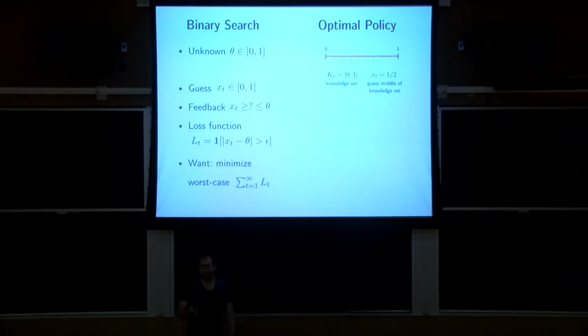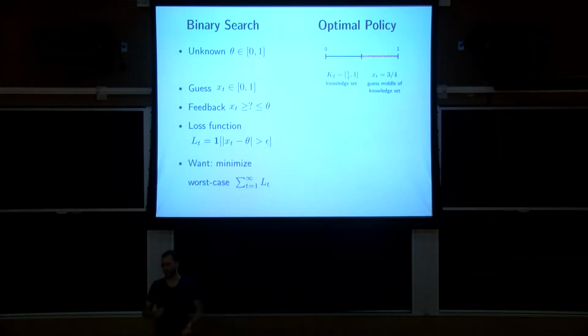One way to describe it is that you start with something called a knowledge set. A knowledge set is what you know about theta so far. So right now, you know that theta is between 0 and 1. So your knowledge set is the interval [0, 1]. And a natural guess is the middle point. You guess that it's 1/2. Then you get a feedback. Maybe your feedback says theta is smaller or equal than half, or greater or equal than half.